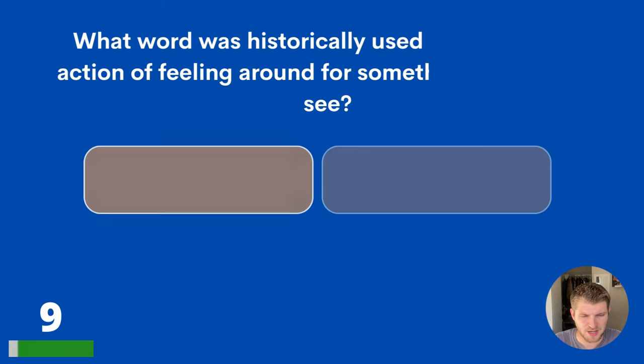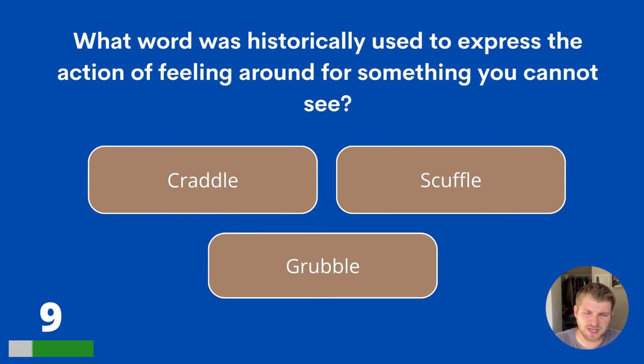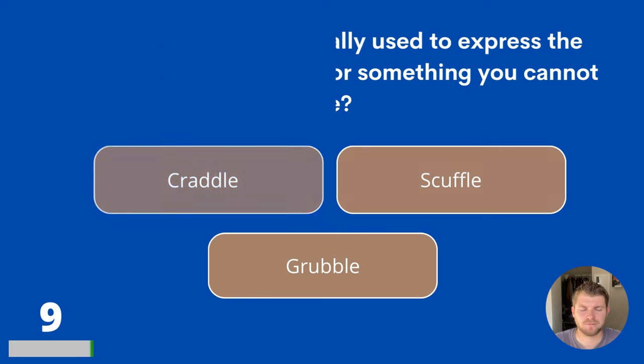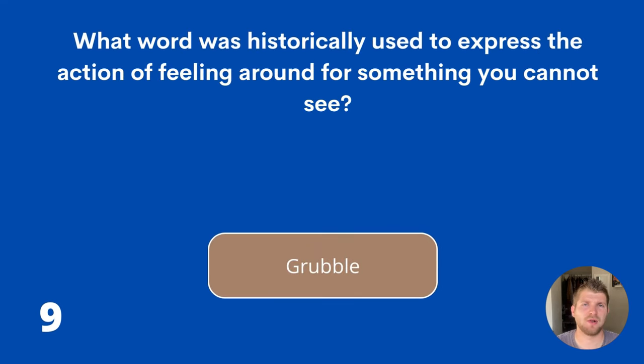Question 9. What word was historically used to express the action of feeling around for something you cannot see? Cradle, scuffle, or grubble? And the answer is grubble.